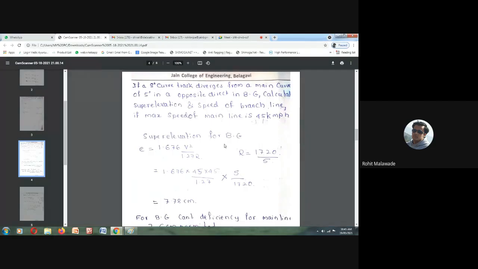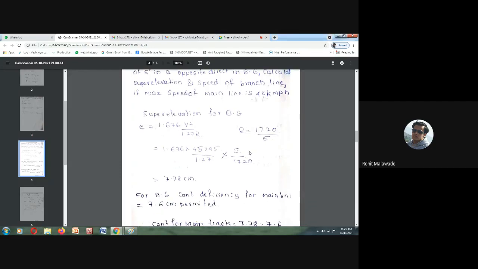Okay. Now first you need to find out the super elevation for your main line. Until and unless you find out the super elevation of the main line, it is not going to be possible for you to find out the super elevation of the branch line. Now the super elevation of a main line, as I have told, the formula should be written as E is equal to GV square divided by 1.27 R.